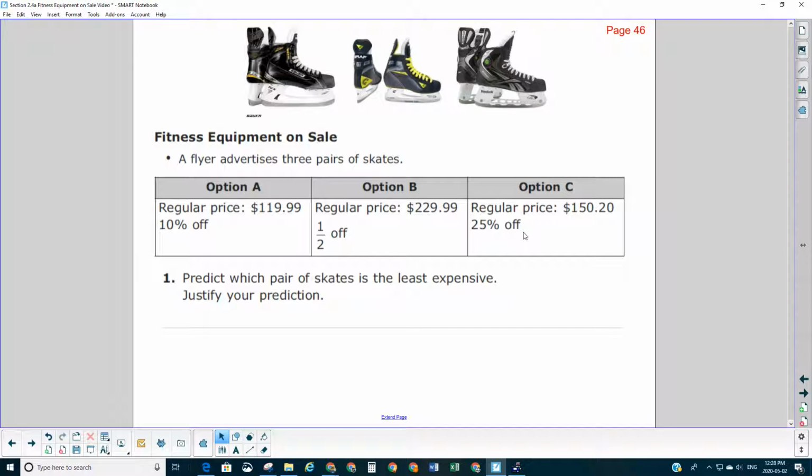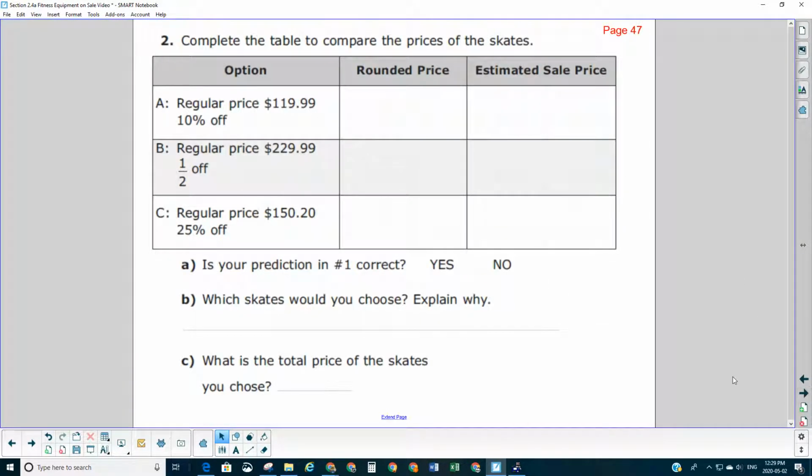So this is a pretty realistic situation where we're looking at 3 skates and there are a variety of different deals and things like that. So I want you to just take a second and predict for yourself which of these 3 options is going to be the least expensive. Which do you think will cost the least amount of money? So I'll let you try and do your own estimates. You can pick your own, and I'll come back after and see how you did. So that's all that we need to do there. You can just write down your prediction at the bottom. And we'll go over to page 47 now and actually do the calculations.